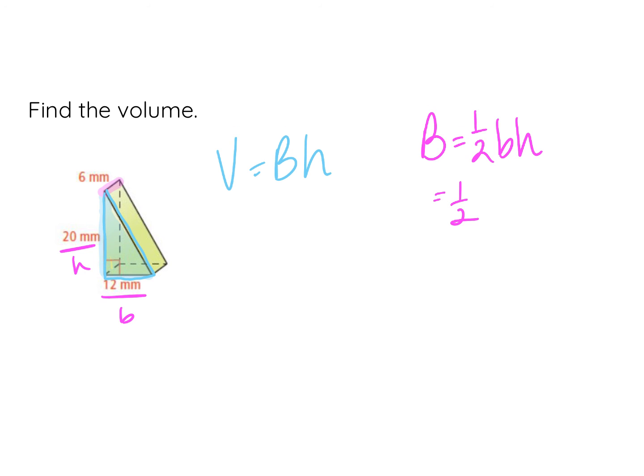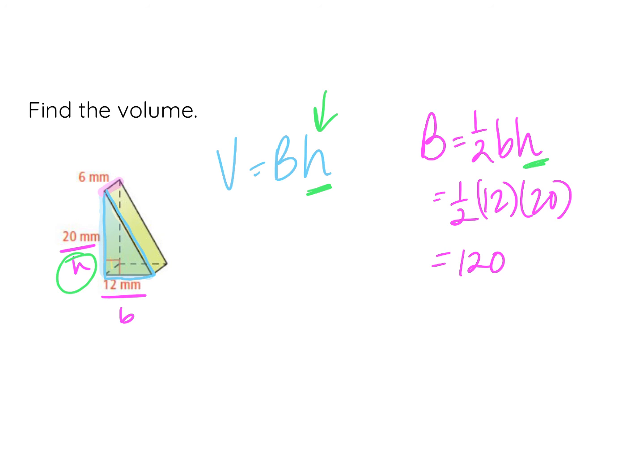And this is where things get a little confusing, because this height here is not the height that we plug in here, right? This height is the height of the prism. This is the height of the base. So that's why I like to find my big B off to the side separately so I don't get the two confused. Okay, so I do 1/2 of 12 times 20. And so that would be the same as 10 times 12, which is 120.